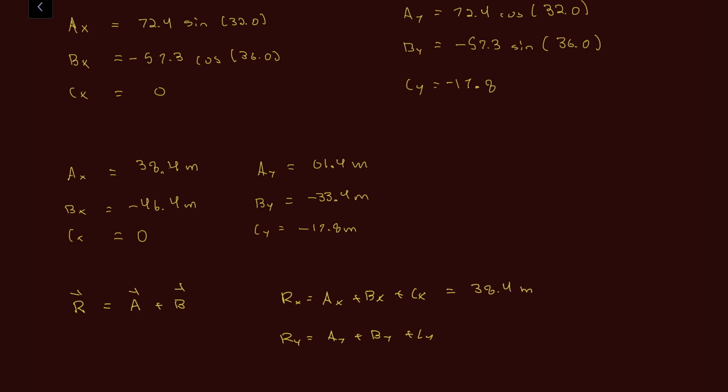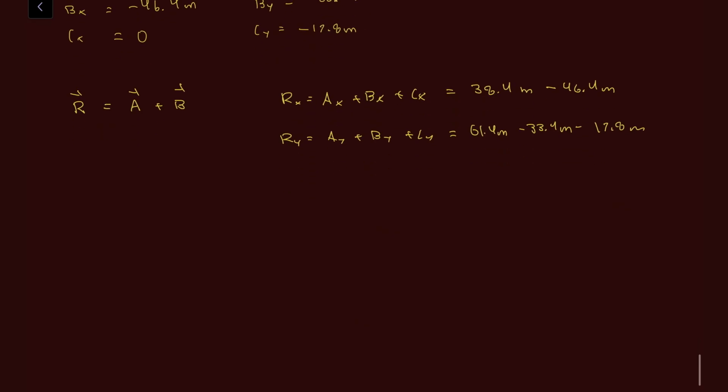So that is the same as 38.4 meters minus 46.4 meters and 61.4 meters minus 33.4 meters minus 17.8 meters. All of our answers are going to have 3 sig figs because thankfully every number in here is accurate only to 3 significant figures. And after I calculate this, I will be right back.